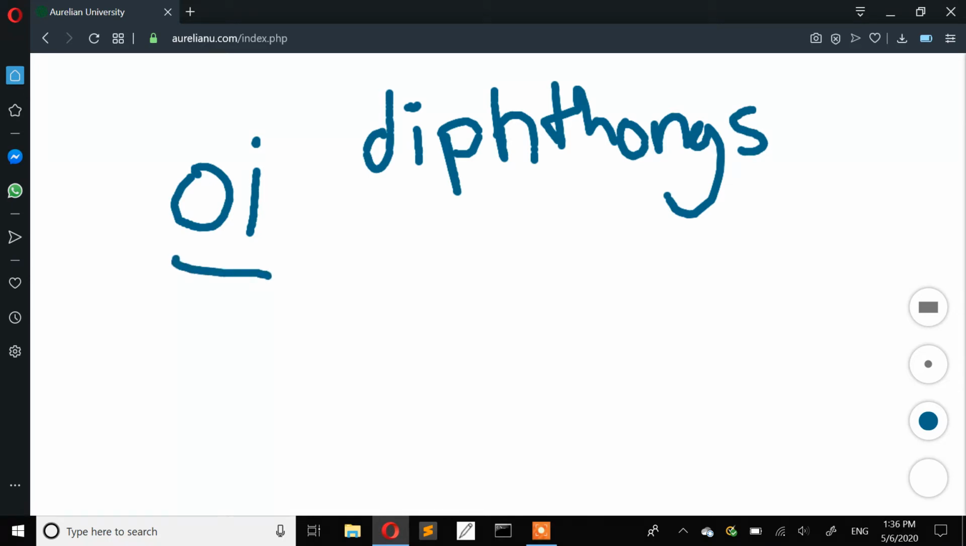So oi, these are kind of smushed together. For example, in modern English, we have the word boy that uses that diphthong. In Old English, we're going to concentrate mainly on two diphthongs, EO, and then we also have EA.